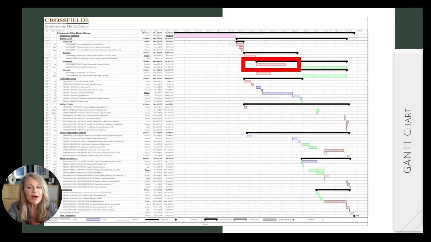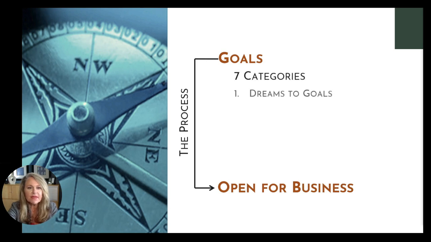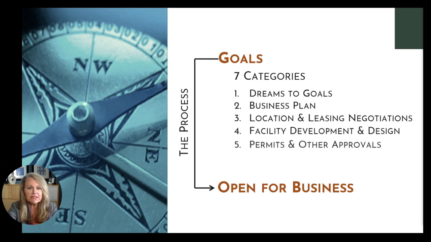But this is way too complicated to teach you. So back in 2010, at that class at Life University, we developed a simplified version. We simplified the categories into 7. Think of them as subject buckets. Those categories consist of dream to goal, business plan, location, leasing and negotiation, facility development and design, permits and other approvals, construction, and specialty items.